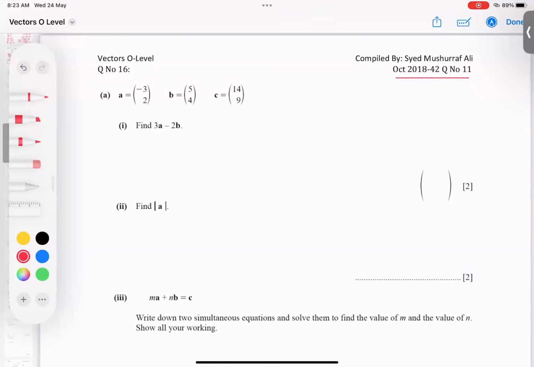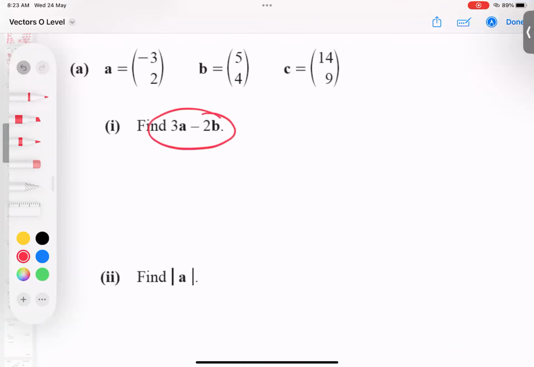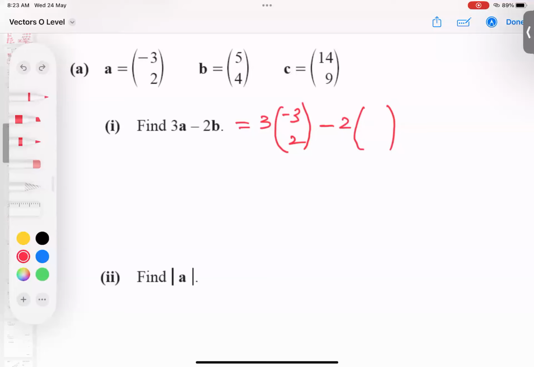What a question we have here. First topic is a column vector topic. We can see the columns given. So first of all, what is the plan here? 3a minus 2b. So 3 as it is, and this is a negative 2 times 2b. So this a will come from here, negative 3 and 2, and b will come from here, 5, 4.